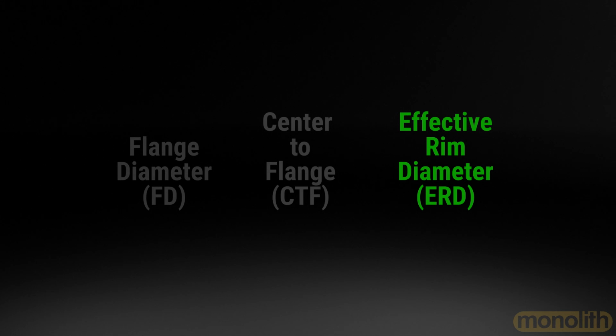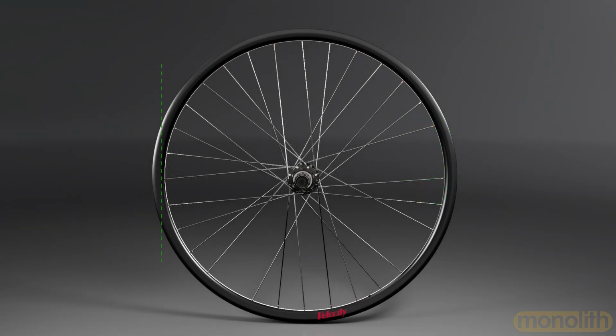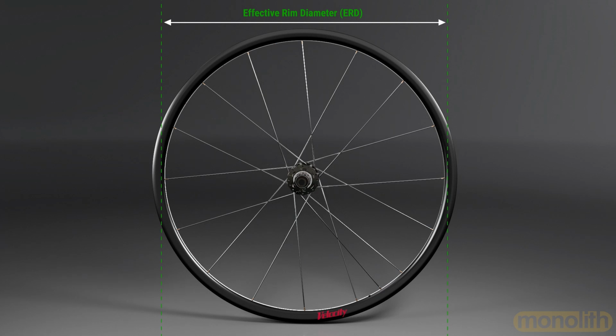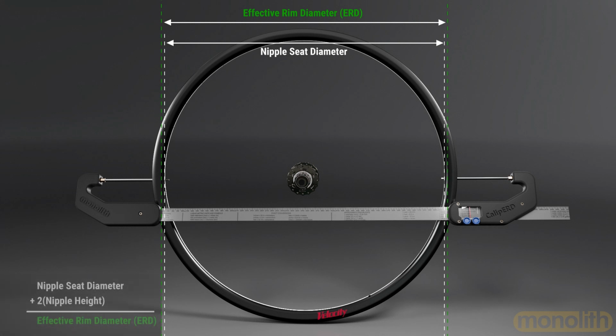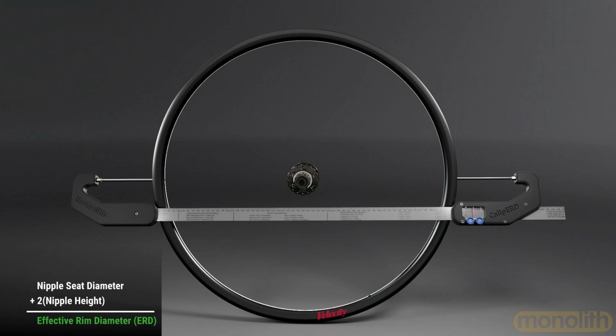Now for the effective rim diameter, ERD. This is the distance between nipple slots on opposite spokes, essentially where you want the spokes to end. Measuring straight across the rim is the nipple seat diameter. This nipple seat diameter isn't the ERD, but it is what we can physically measure.